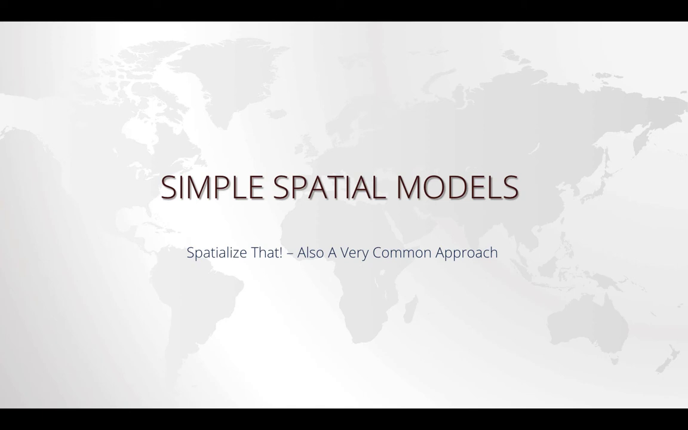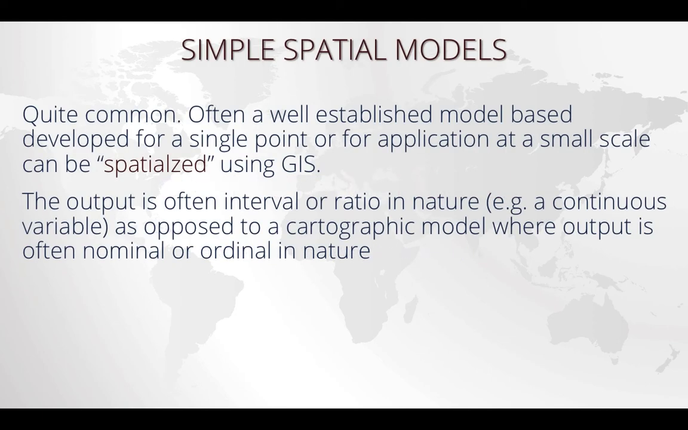So I want to expand from cartographic models to finish up Module 8, talking about some examples of a variety of complexity when it comes to GIS models in general, to kind of give you some flavor of what you can do in terms of modeling with GIS. We're going to go from the simple to the complicated. So simple spatial models, or as I often like to say, spatialize that. It's a very common approach.